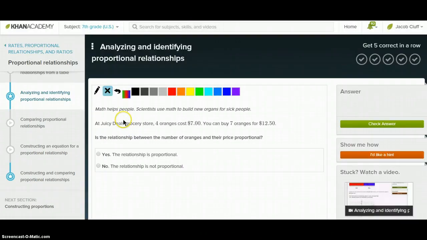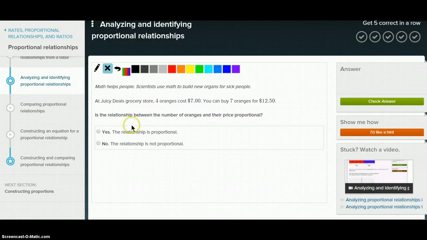So this is a video about analyzing and identifying proportional relationships. We're given this example here where 4 oranges cost $7. So let's write that down.